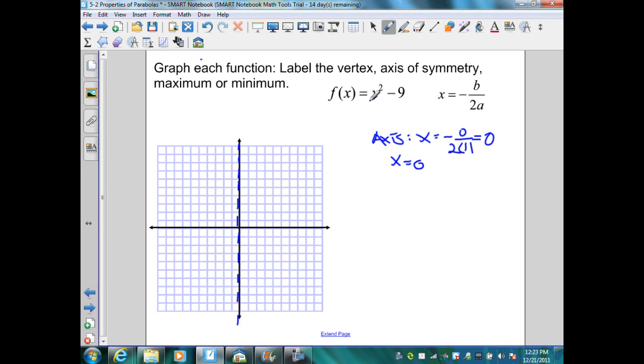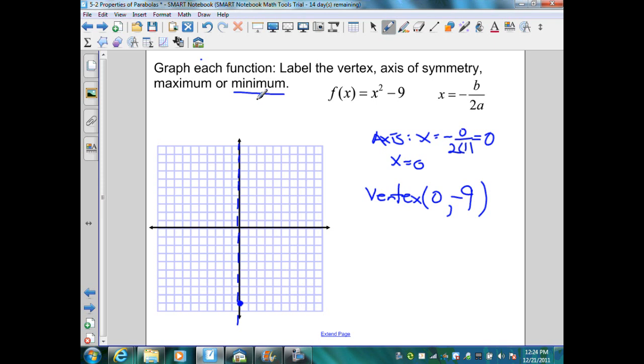And I know that my a is a positive 1, so my parabola will open upwards. And that tells me I will have a minimum value for my vertex. My vertex has an x-coordinate represented here of 0. And now I just generate the y-coordinate by substituting 0 into my given quadratic function. Substituting in 0, I get 0 minus 9. I get a negative 9. When I graph that, I'm going to get (0, negative 9). And that is where my minimum is going to be. So that's already given to me.